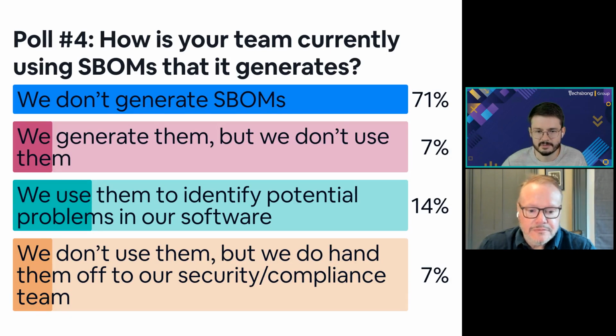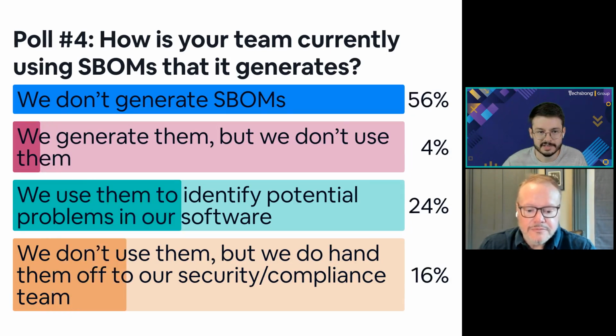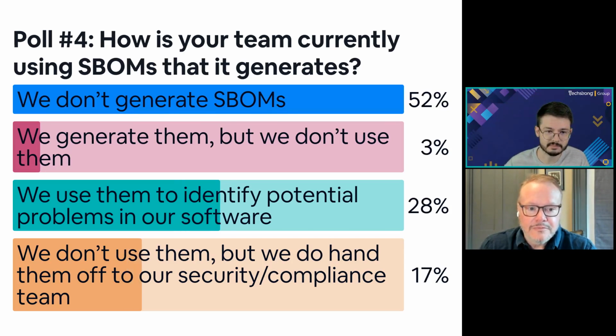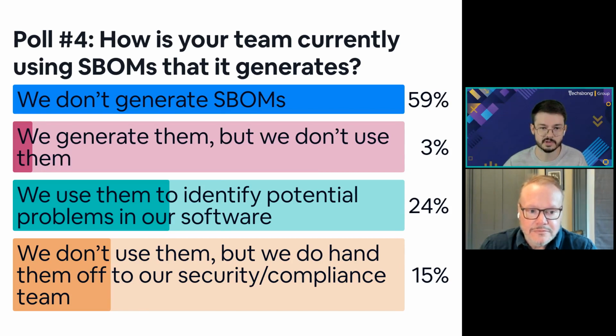So we're looking at some of the early results here. Currently, about 70% are responding we don't generate SBOMs. That's just dropped down to about 60%. The next highest, with 26%, is we use them to identify potential problems in our software. And then just about 15% we don't use them, but we do hand them off to our security compliance team. And in last place, with about 3% right now, we generate them, but we don't use them.